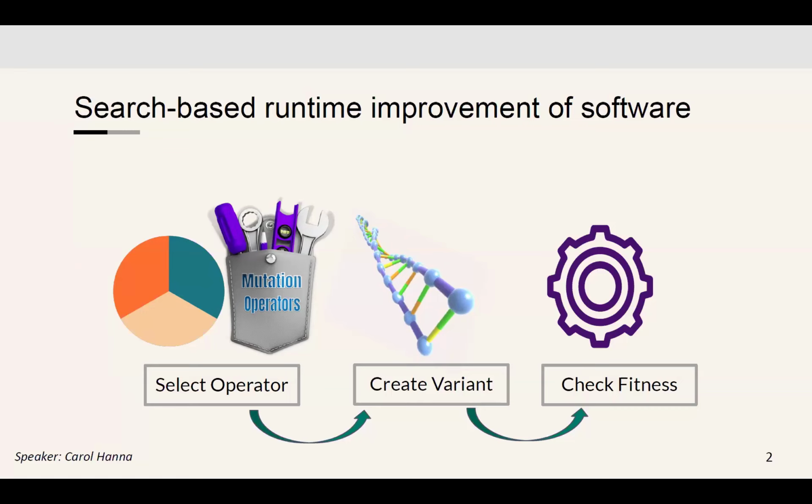You take the mutation operator with that specific probability, and once selected, you apply it to the program to transform it and create a variant. This variant is then evaluated for fitness to check its viability, and that's normally based on the number of tests that it passes, and whether or not it improves the runtime of the program.